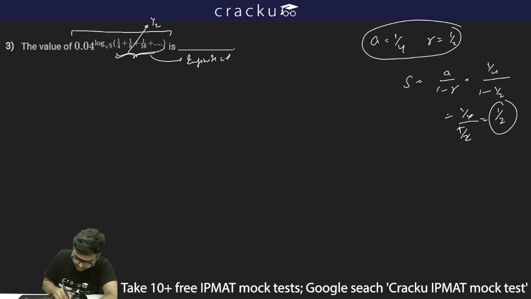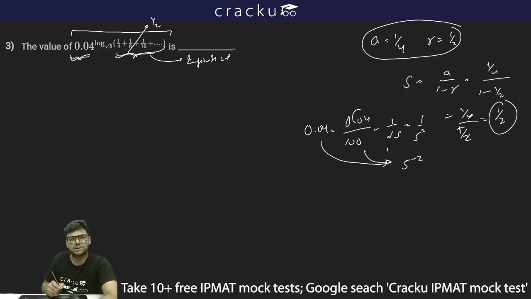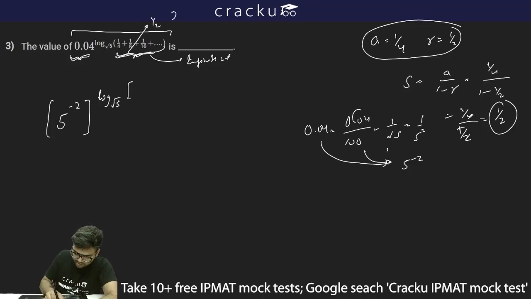Instead of 0.04 I can write this as 4 by 100, which is equal to 1 by 25, which is equal to 1 upon 5 square, and thus 0.04 can be written as 5 to the whole power minus 2. So this is 5 to the power minus 2 to the whole power log root 5 of 1 by 4 plus and so on. This entire thing can be written as 1 by 2, or I can write it as 2 to the power minus 1. So this will become 2 to the power minus 1. Also instead of root 5, what can I write?